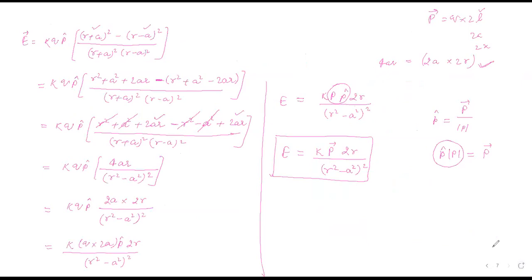So we can write here, for an ideal dipole, the value of a is very, very small as compared to r. So r square minus a square will be nearly r square. And finally, we got E is equal to 2kp over r cube. Note it down, please.